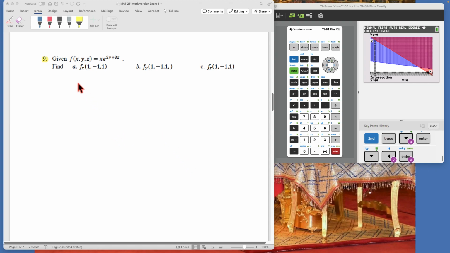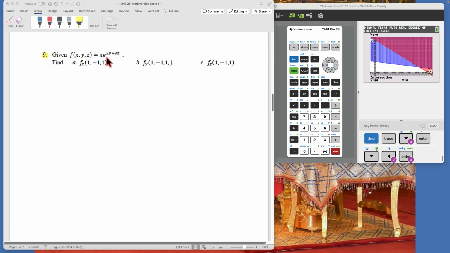This one is asking us to find the first partial derivative for x, y, and z. So remember, when we do that, we take the derivative of the variable, we hold all the other variables as if they are constants.